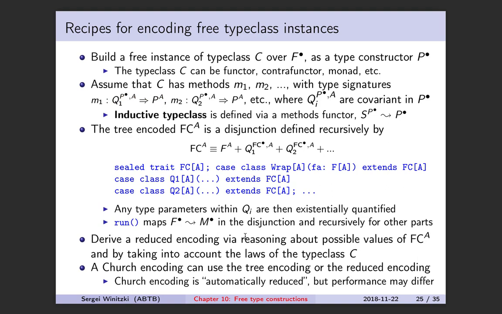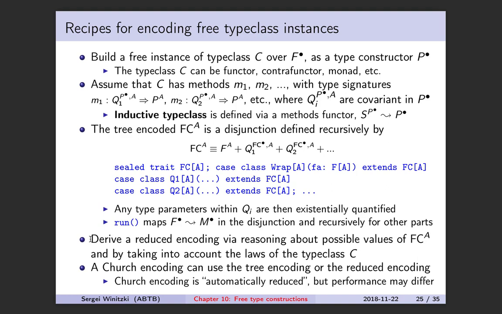So this is very easy to encode. The tree encoding is very straightforward, almost mechanical. So if you have a definition of the type class, you can mechanically generate this code and its run method. There's no problem at all to generate an instance of the type class and the run method mechanically.